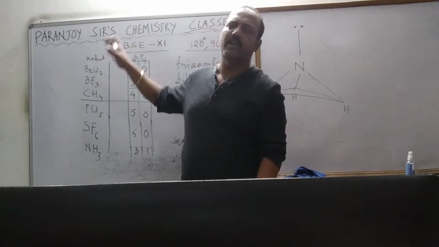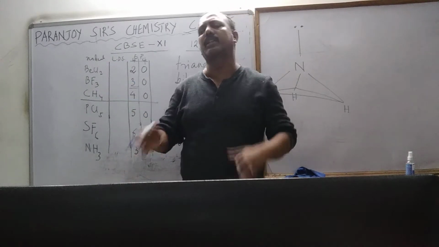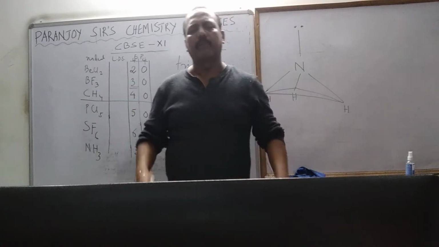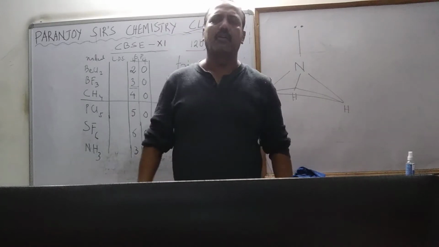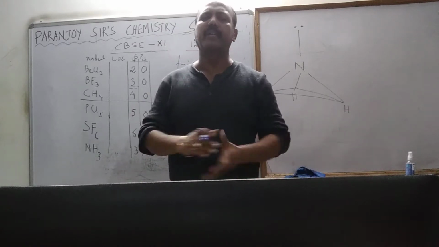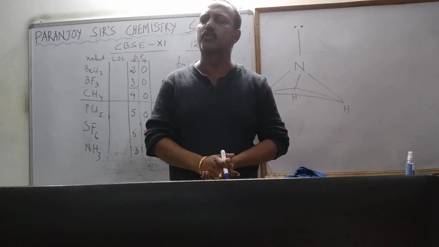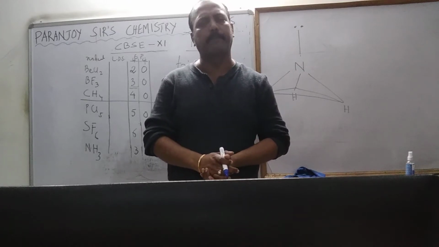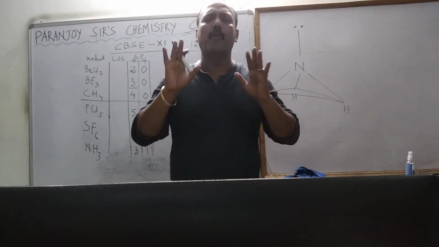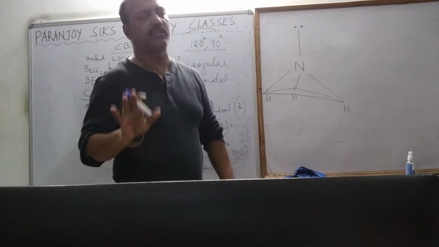Till now, whatever we have done, there were no lone pairs. That is why the geometry and the shape were the same. But as soon as the lone pairs entered, the geometry and shape will be different, because the lone pairs should not be considered in the shape. Is it clear? Now bond angle. Please understand. Again, don't write anything.